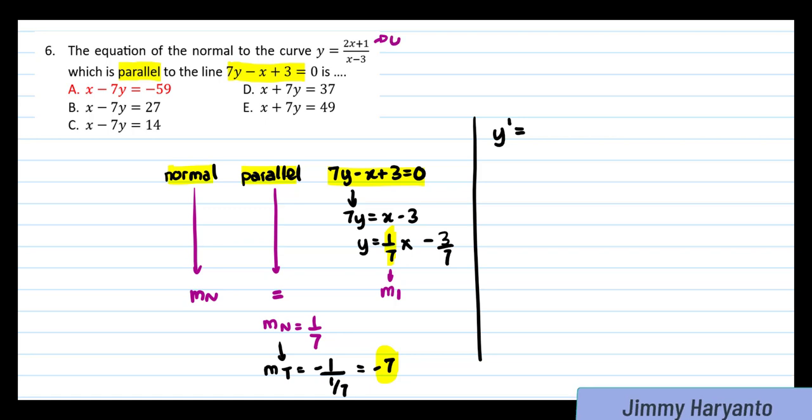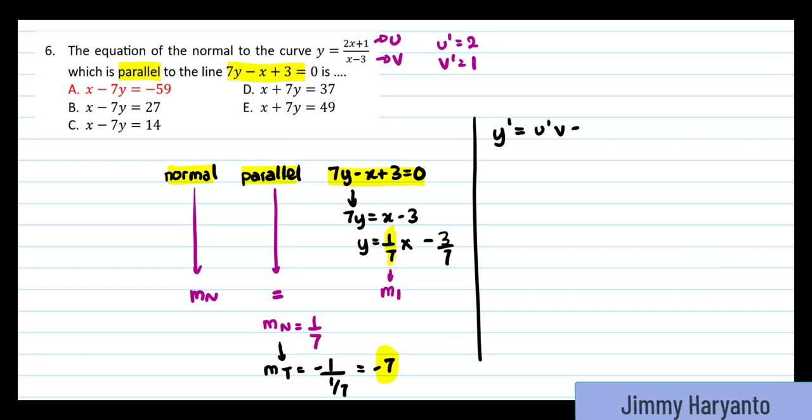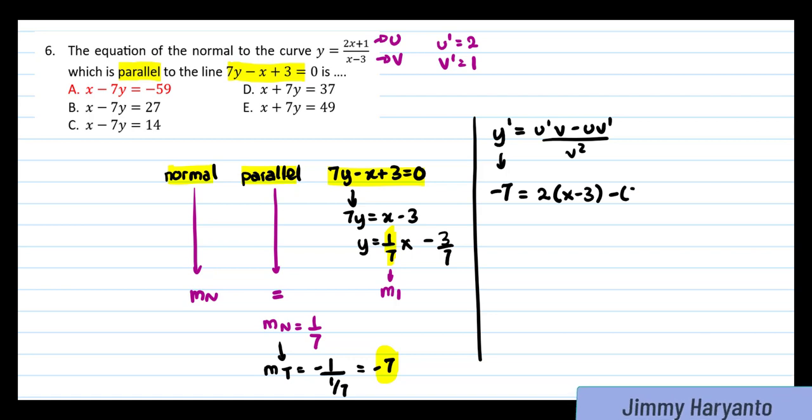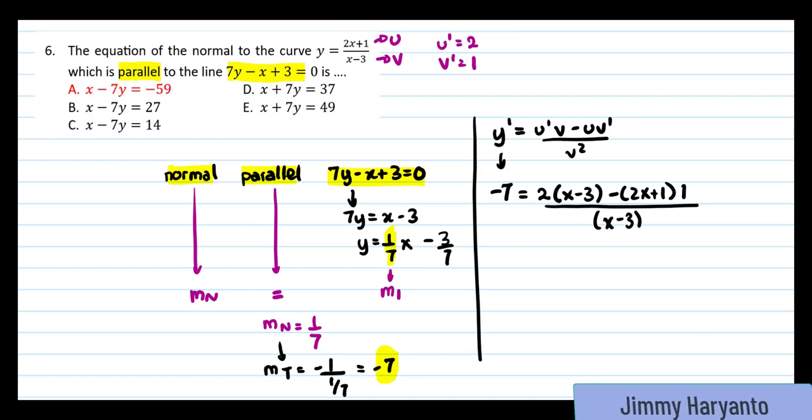To find the y prime, we have to use uv because we have division right there. That means we have to find the u prime, which is 2, the v prime, which is 1. The formula will be u prime v minus uv prime over v square. So the y prime can be replaced with negative 7 equals, the u prime can be replaced by 2, v equals negative x minus 3, minus u is 2x plus 1, and also v prime equals 1 over the v square. The v square is x minus 3 square.